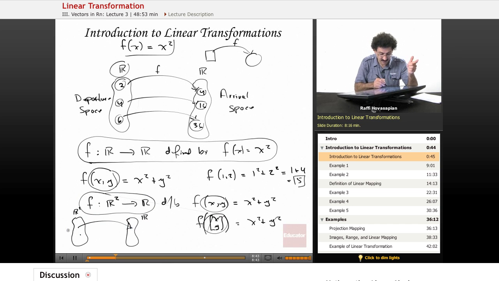That means to every element in the space of 2-vectors, I'm associating a number. I'm mapping a vector to a number. I'm mapping a 2-vector to a number. That's what's going on here.